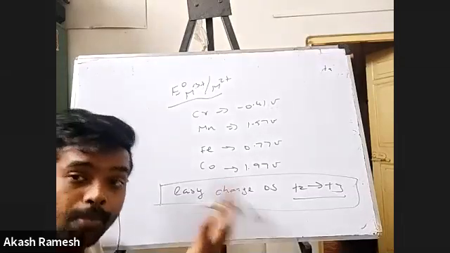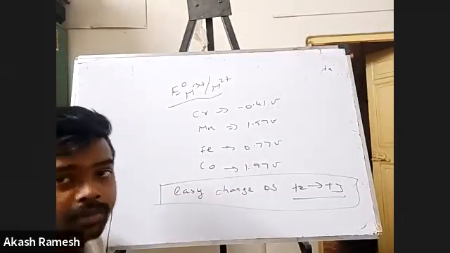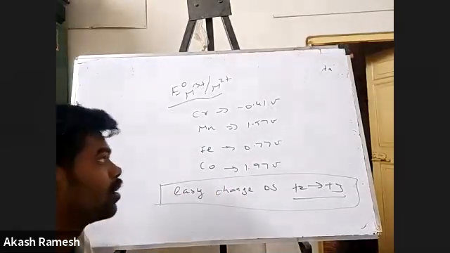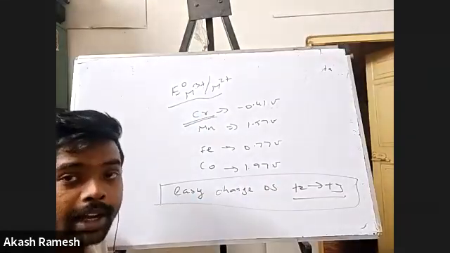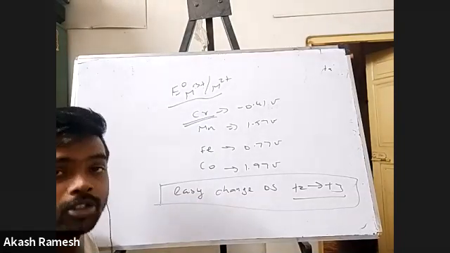Whichever has the maximum positive value can undergo reduction very easily. So there's only one negative value, and that is Cr. The answer to this question will be Cr, because that is the only one having a negative value. All the others are having positive values.